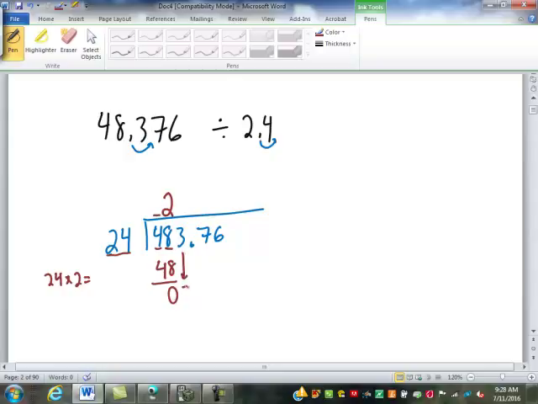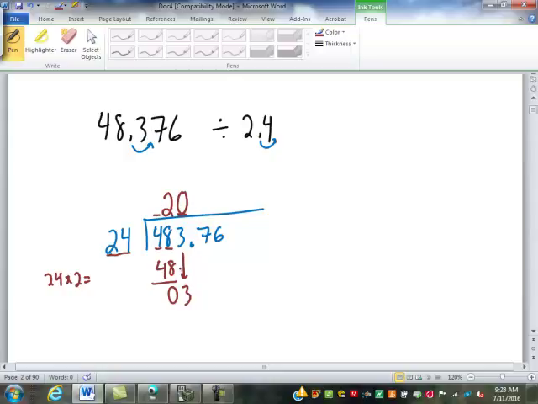We bring down the 3, right? Does 24 go into 3? No. Now here's the part a lot of people forget. We've brought down that 3. Before we can bring down any other numbers, we have to account for that digit above the 3. What do we put up there now? Since 24 does not go into 3, this is a 0. It goes in there 0 times.